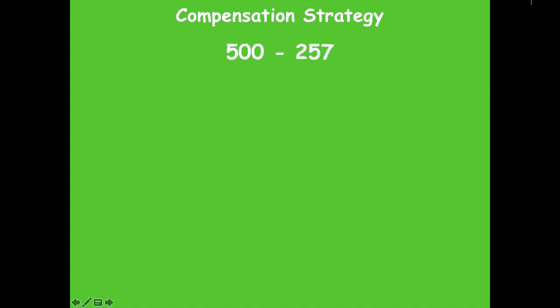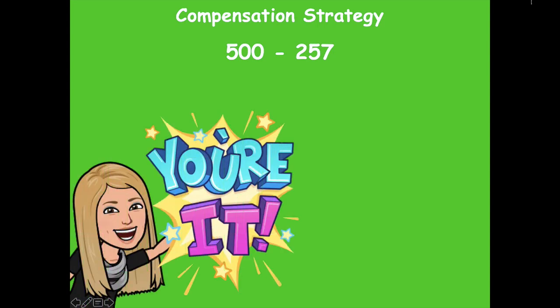All right, so now it's your turn. So go ahead and pause the video. Try and solve 500 minus 257 using the compensation strategy. Okay, so what you do to one number, you have to do to the other. If it's helpful for you to draw out your tape diagram or your model, go ahead and do that. And then click play when you're ready to go over it together. All right, friends, make sure to pause if you need more time.